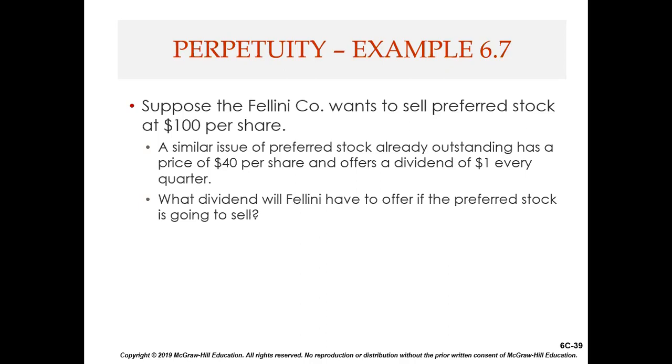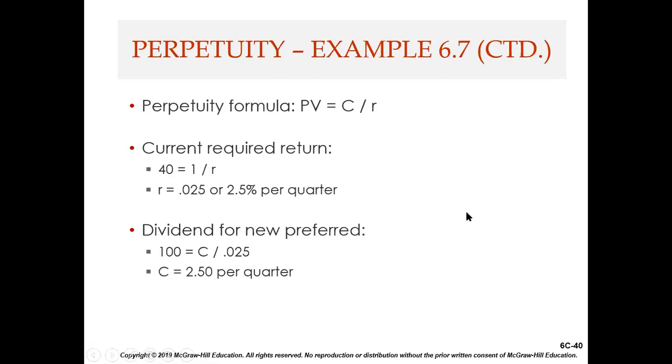So what this is saying is, now I'm on page 165. What if you have the opportunity to buy an investment that will pay an amount forever, or it doesn't have an end date? And that's what we have here. This company wants to sell stock at $100 per share. There's a company that has similar stock that sells for $40 a share that has a dividend of a dollar. So what would Fellini have to offer if the preferred stock is going to sell?